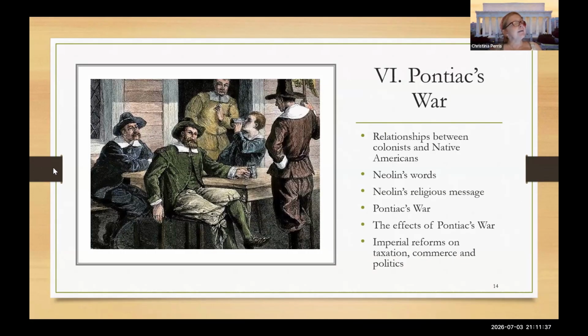Whereas the French had maintained a peaceful and relatively equal relationship with their Native American allies through trade, the British hoped to profit and impose order.